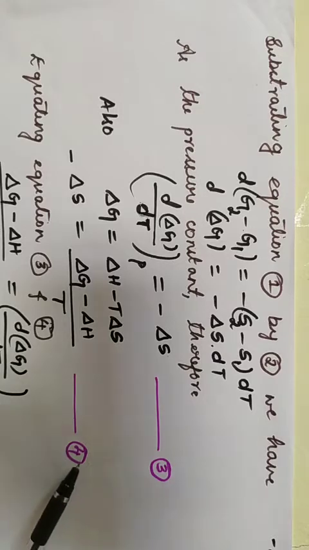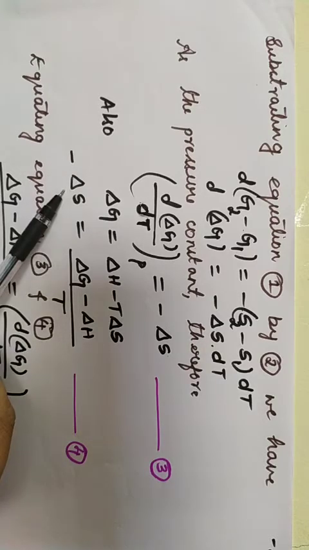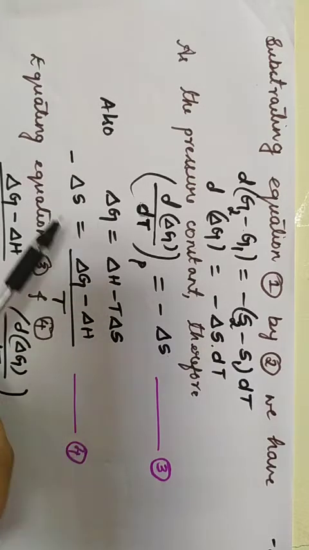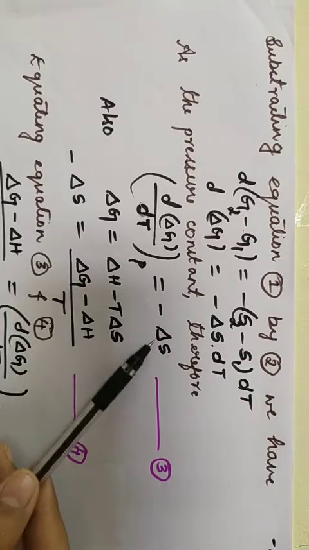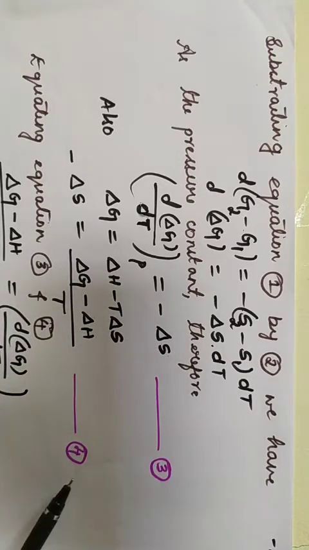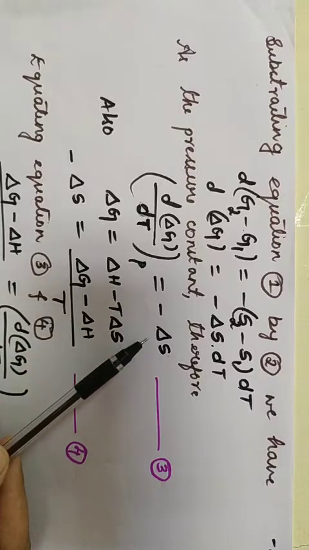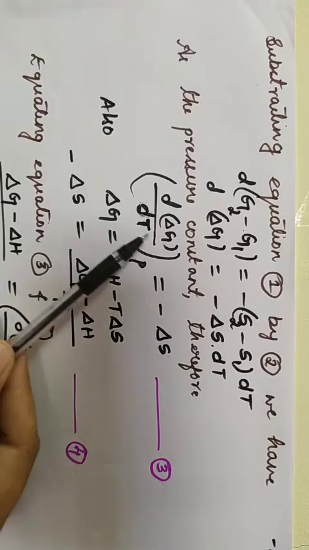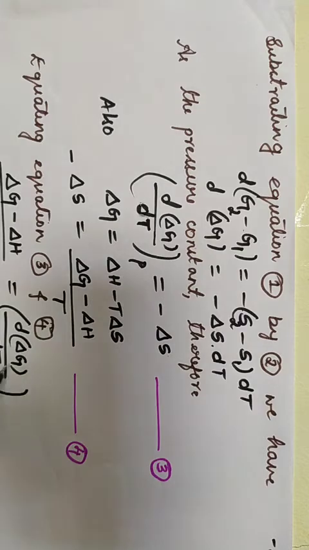Now equating, you look into equations 3 and 4. Both expressions are for the negative change in entropy, so we have to equate equation 3 and 4. Then we have minus delta S is equal to delta G minus delta H by T. It is written over here. Then minus delta S is equal to d by dT of change in free energy at constant pressure is written here. The equations 4 and 3 are equated here.